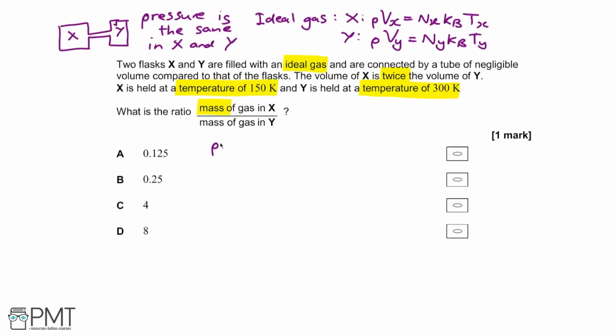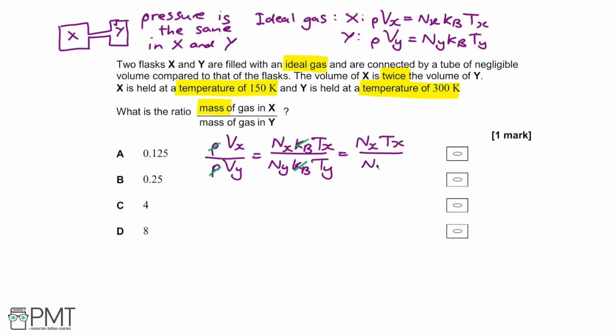Specifically, we can divide the equation for the ideal gas for X by the one for Y. So we have PVX divided by PVY is equal to NX kB TX divided by NY kB TY. Now, the pressures will cancel. Boltzmann's constant will cancel because it's just a constant. And then we're left with this being equal to NX TX divided by NY TY.